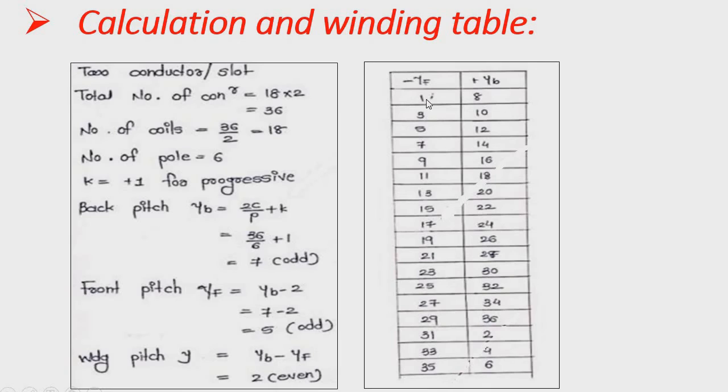Simply we can write like this: 1, 3, 5, 7, 9, like this. And here 1 plus 7 is 8, so 8, 10, 12, 14, up to 32, 34, 36. And after 36 the remaining conductors are 2, 4, 6 and then 8. So this is the winding table. From this winding table we will draw the winding diagram in developed form and the sequence diagram.